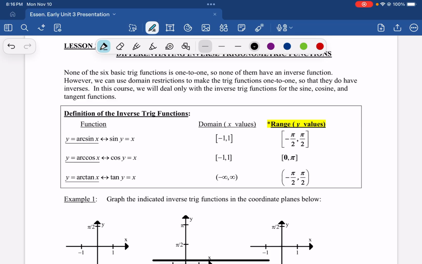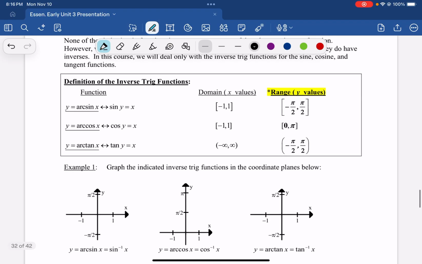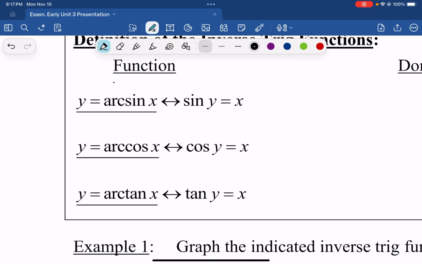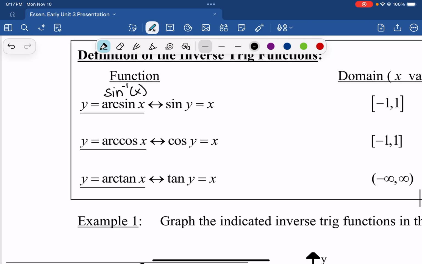Usually we're only going to deal with sine, cosine, and tangent when we're looking at the inverse, but we might see others. For our definition of inverse functions, y equals arc sine, or another way you can see it written is sine to the negative 1. It means the same thing. So y equals arc sine of x, which is sine y equals x. That's that inverse idea.